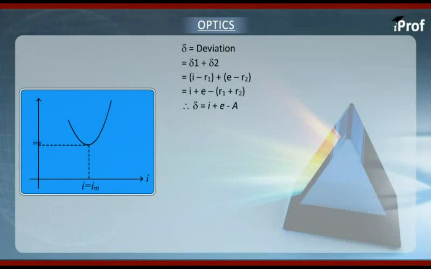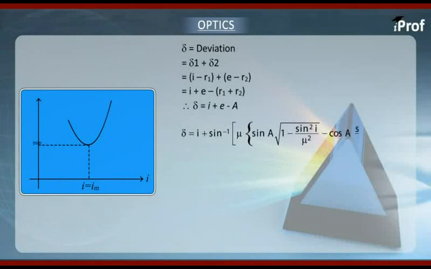Now, this expression for deviation can also be worked out using geometrical consideration. We can see that the exterior angle in a triangle is always equal to the sum of the opposite interior angles. Here you can see very clearly that the total deviation delta, that is the angle between the incident ray and the final emergent ray, is forming the exterior angle, and I minus R1 and E minus R2 are forming the interior angles. So that way also we can get the expression for deviation.